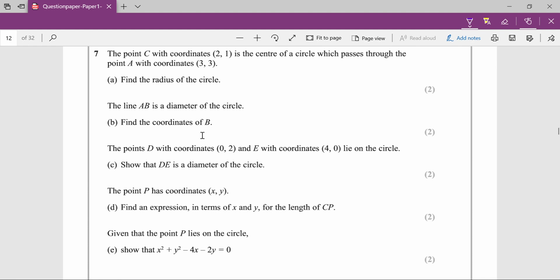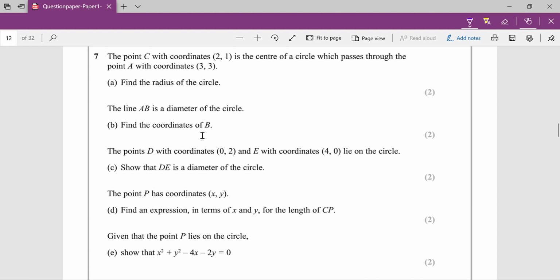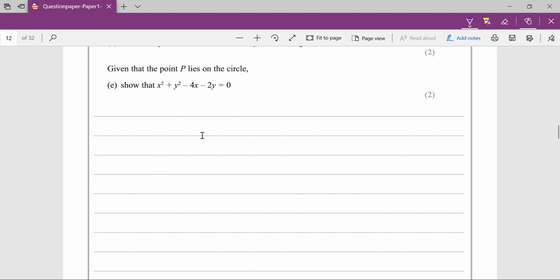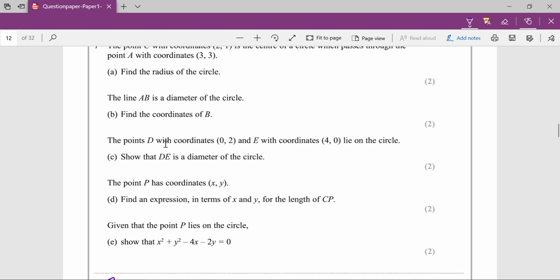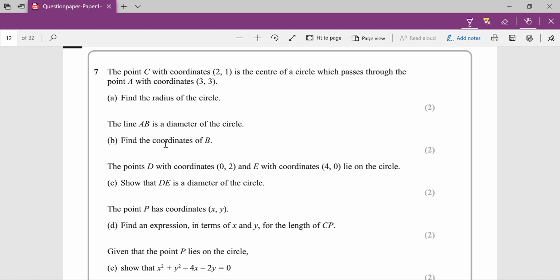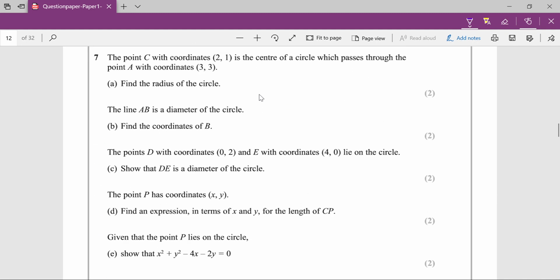Anyway, question 7. The point C with coordinates 2, 1 is the center of the circle which passes through the point A with coordinates 3, 3. Find the radius of the circle. Right, 7A. This is quite the thinking I have to do because I have not encountered a question with circles before. But given that it's the center of the circle and point A is a point on the edge of the circle, the distance between them must be the radius. So to find the radius of the circle, it should be quite easy.